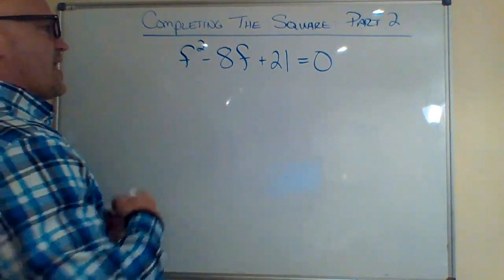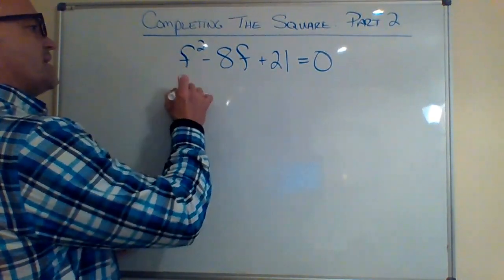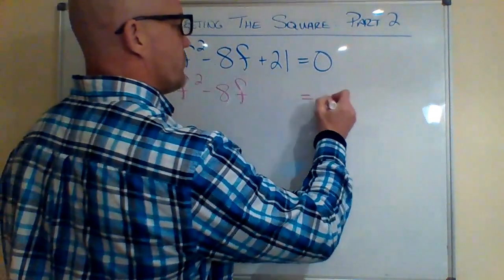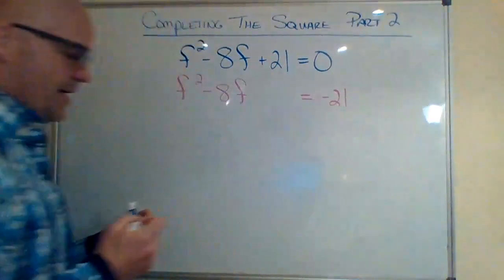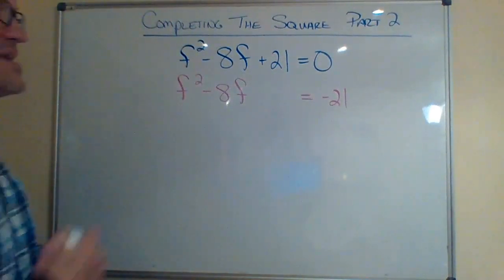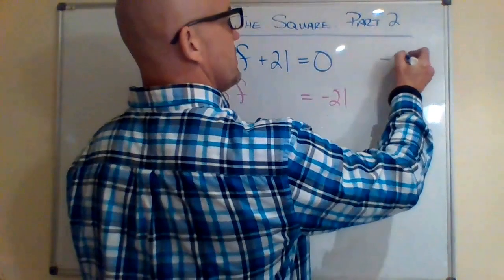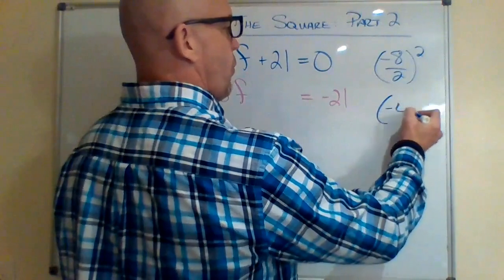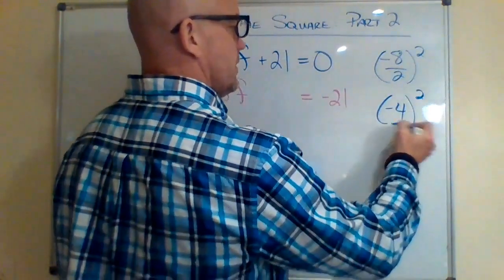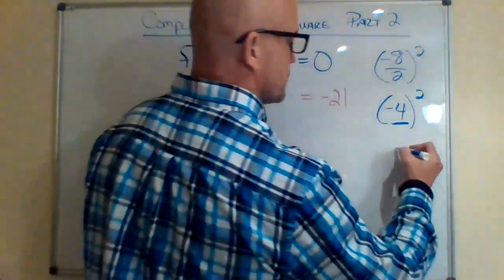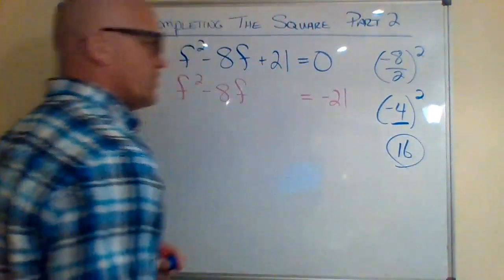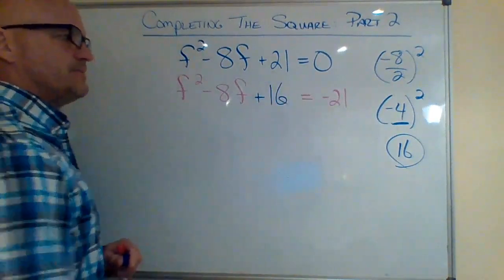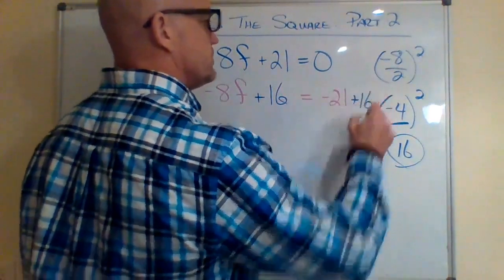Need our new c value. So I will start by taking that c to the other side. Subtracting 21 from both sides gives us that. Doing our b over 2. b is negative 8 over 2 and squared. That is negative 4 squared. There's my little cheater. Negative 4 squared is 16. That is the value of our new c. So we will add that in to that side. Of course, we do the same thing to both sides.